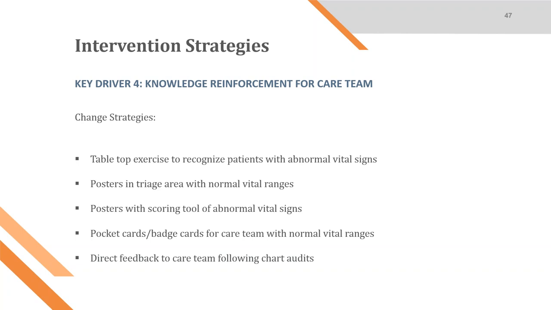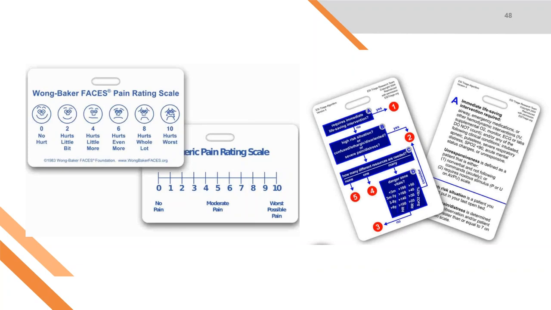If you have access to a simulation center, you may want to try tabletop exercises to recognize patients with abnormal vital signs. You may also do environmental cues, so posters in triage area with normal vital ranges, posters with scoring tools of abnormal vital signs. You may decide to purchase or create pocket cards or badge cards for your care teams with those normal vital sign ranges, or direct feedback to the care team following chart audits.